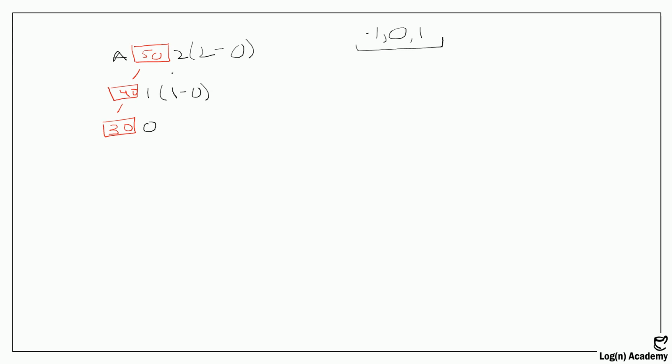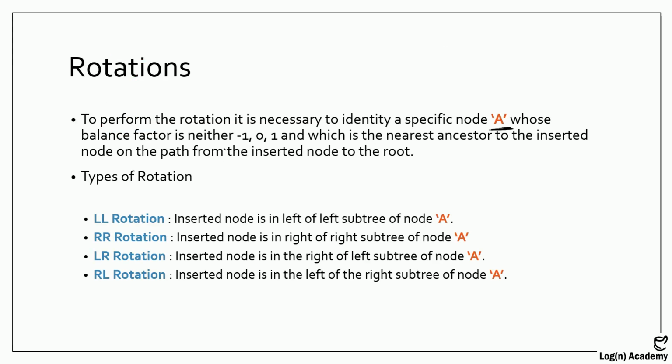And this is how you mark A, because this does not contain the acceptable range of balance factor. It contains 2, which is out of this range. Before applying rotations, we'll have to identify which type of rotation we will select on this tree. We have 4 types of rotations: L rotation, R rotation, LR rotation, and RL rotation.